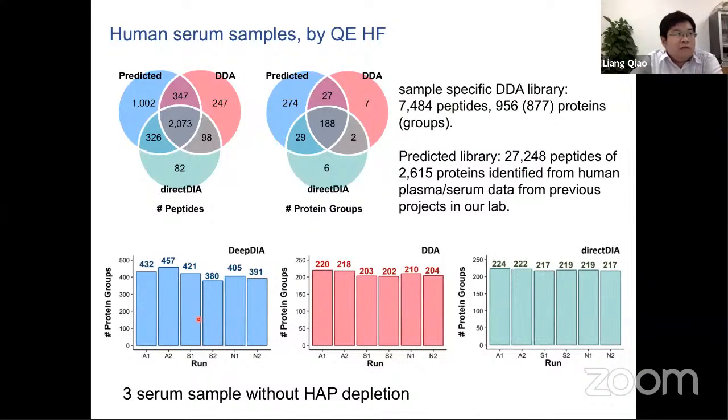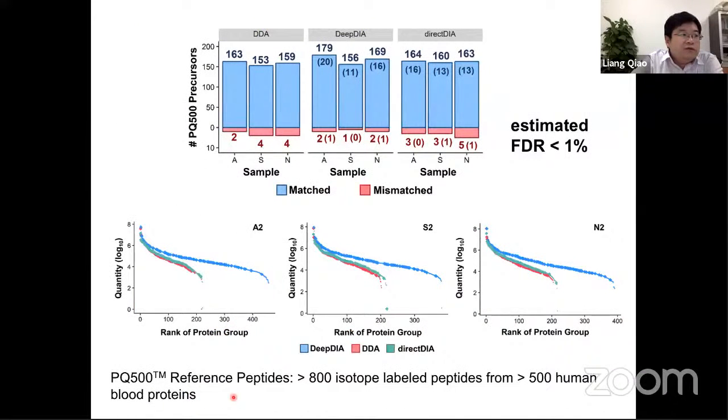So for the DeepDIA, we have a larger number of identifications, but we need to be careful to make sure that the identifications are correct. So we use the isotope labeled peptides to estimate the FDR. For different methods, the estimated FDR is lower than 1% by using the isotope labeled peptides, and these peptides cover from the high abundance to the low abundance. That suggests the estimation is also close to the real case.